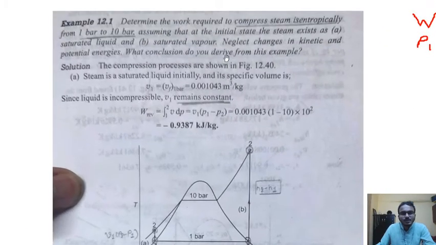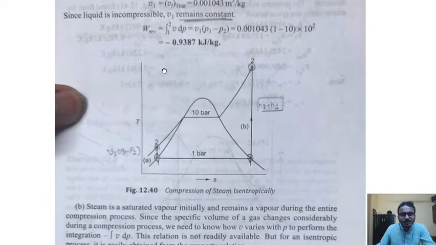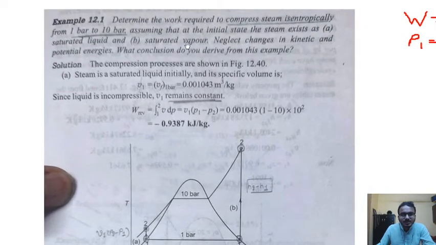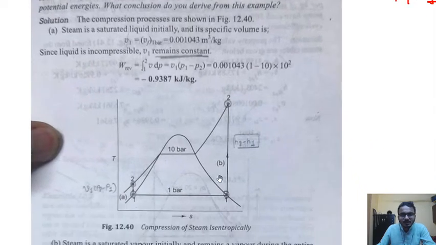Now there are two cases that we need to consider. Assume that the initial state of the steam exists at saturated liquid. In this case, the saturated liquid line is this on the left hand side. So our first case is having the initial state at point 1 on the left hand side of this curve, and in the second case as saturated vapor. So this is the right hand side portion where the initial state is this point.